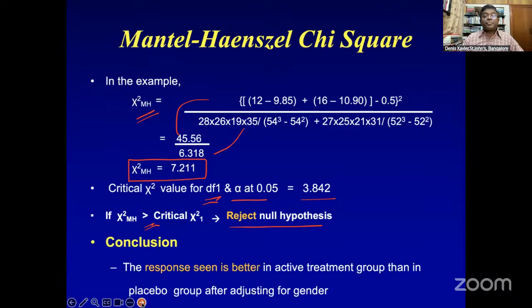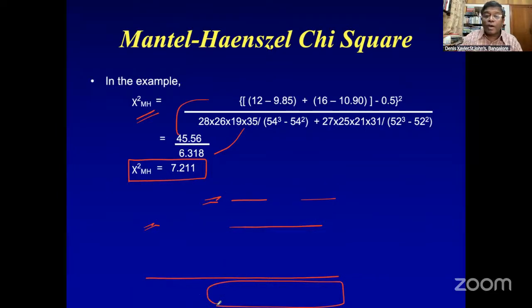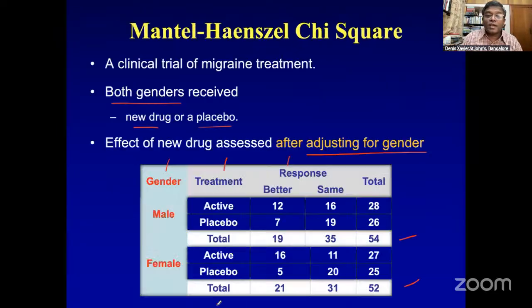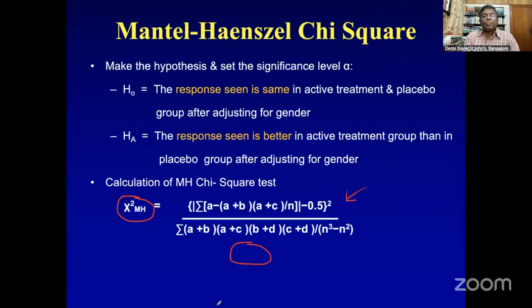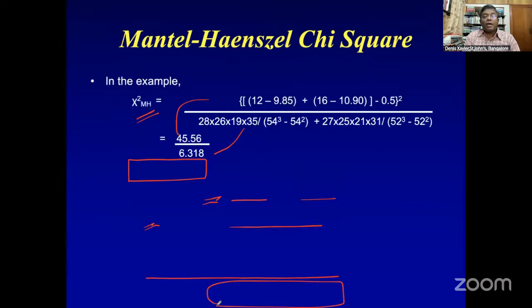Yes, sir. So now we've rejected the null hypothesis and we conclude that the response seen is better in the active treatment group than in the placebo group after adjusting for gender. I have looked at it separately for gender. I'll go back to this. That is by constructing this table. You saw this? I have separated it out and then I've analyzed it. I did not deliberately explain this complicated formula for you. Doesn't matter. We leave that and look at how to interpret this.